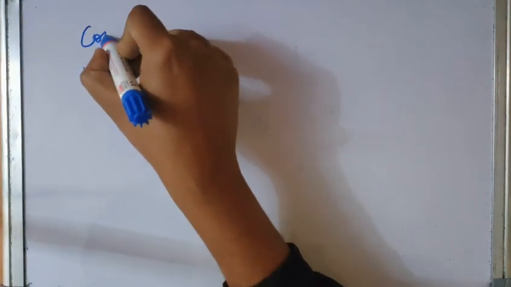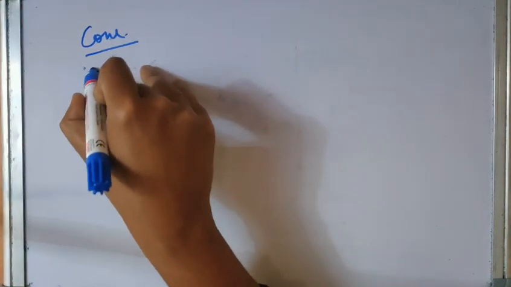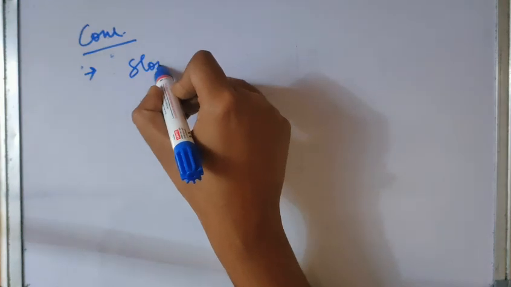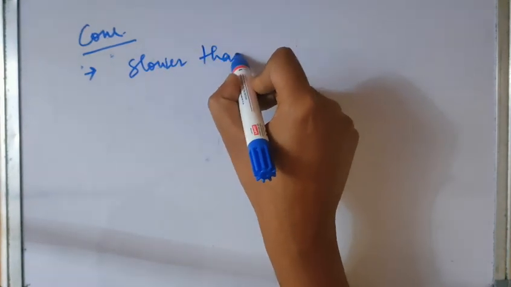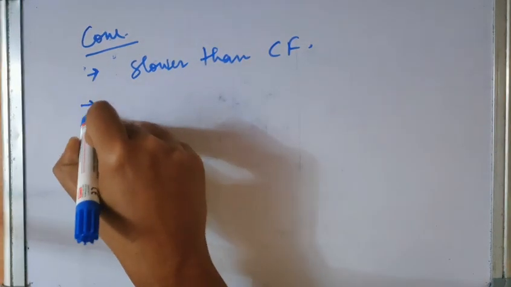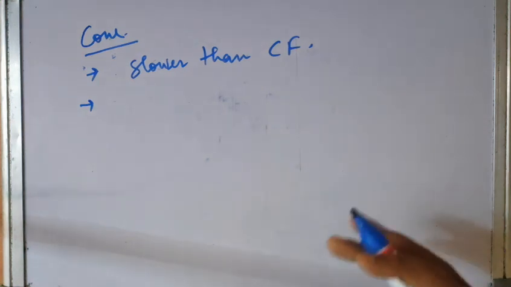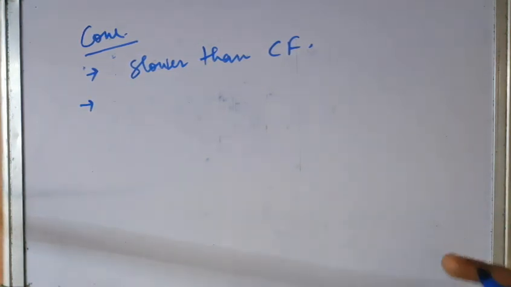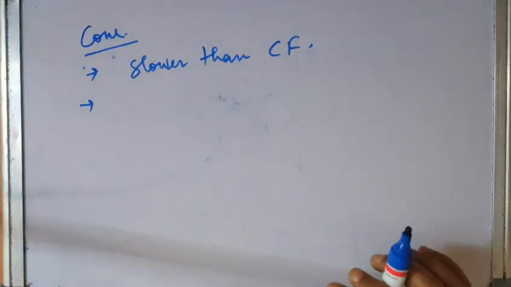Now moving on. Cons of biofertilizers. Slower than chemical fertilizers. Chemical fertilizers are faster to act. They provide nutrients to plant very fast, but biofertilizers provide it slowly. They are slower to act.